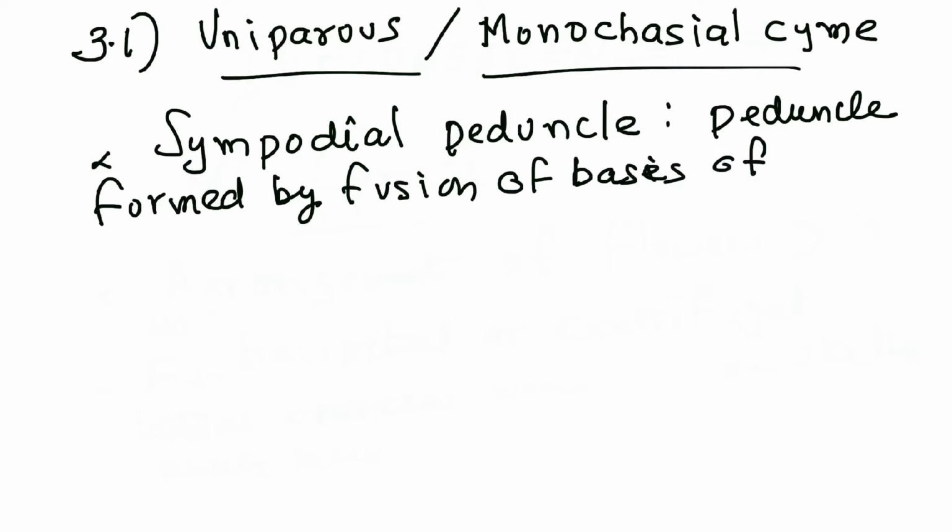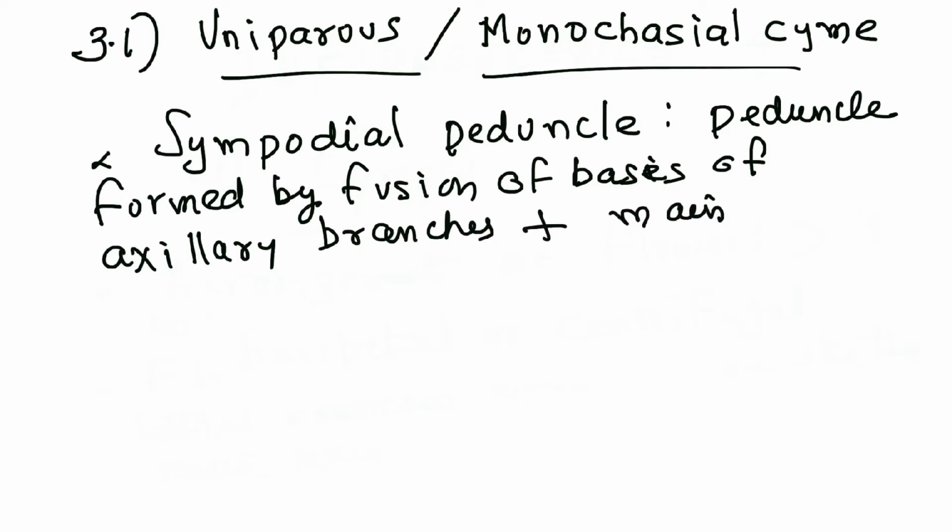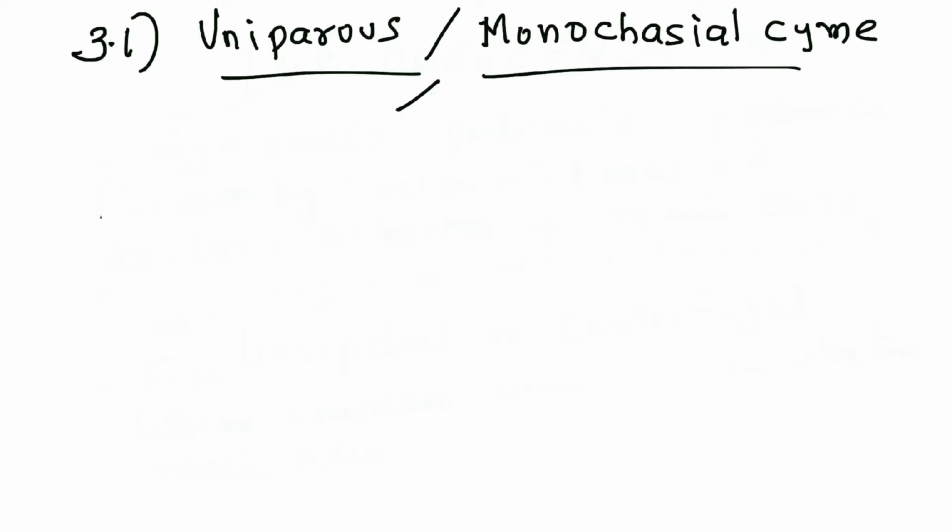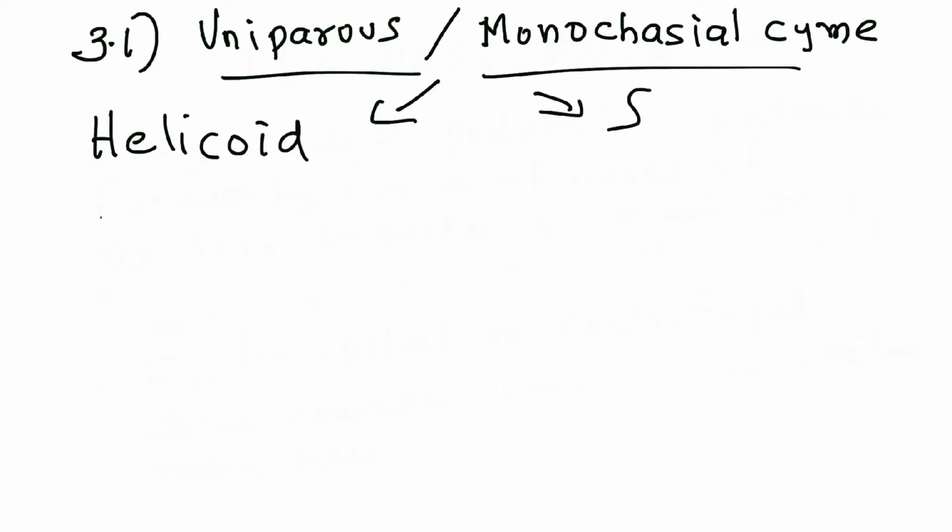So sympodial peduncle is a type of peduncle which is formed by the fusion of the base part of the axillary branches along with the main axis. Note this point. This is a special kind of development of the inflorescence axis, which is a characteristic feature of the Uniparous or Monochasial Cyme. Now, interestingly, this type of Cymose inflorescence has two variations. They are the helicoid and the scorpioid.